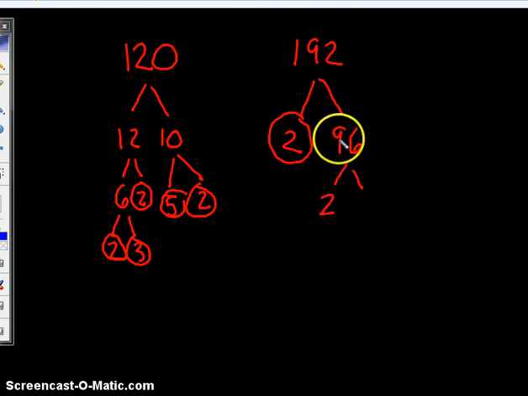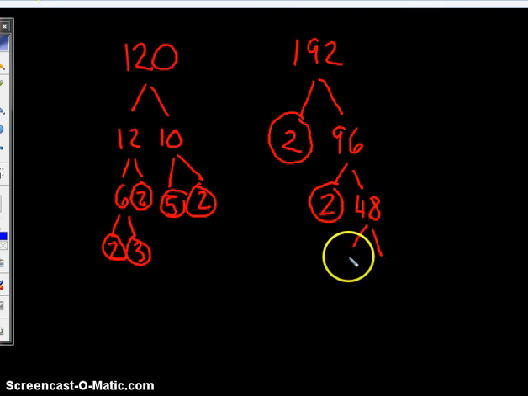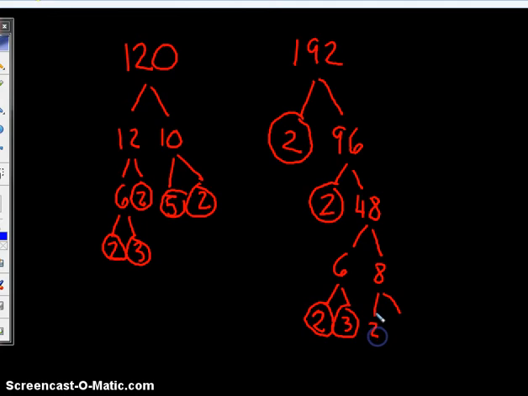Half of 90 is 45. Half of 6 is 3. So 45 plus 3 is 48. Alright, break down 48. Let's see, I know that 6 times 8 makes 48. Not prime yet, so 2 times 3 makes 6. And 2 times 4 makes 8. And 2 times 2 makes 4. So there we have it, our prime factorization of 192. We can write our number as the product of all these circled prime numbers.